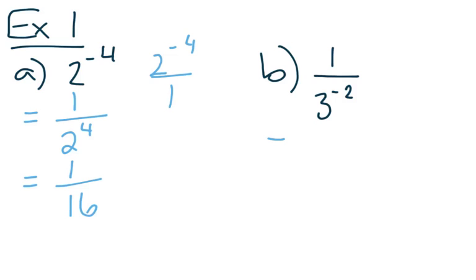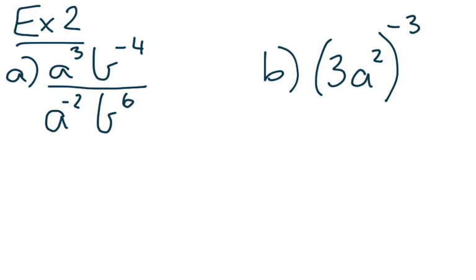Our second example has the negative power on the bottom. So what that means is when we bring it up to the top, it's going to become 1 times 3 squared. Now, realistically speaking, we don't need to put the 1 there because it doesn't change it. But sometimes it might not be a 1 and you need to understand that it is that multiplied by that. So we would end up with 9 for that answer.